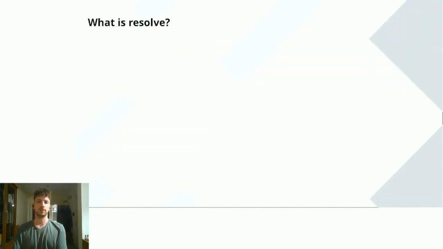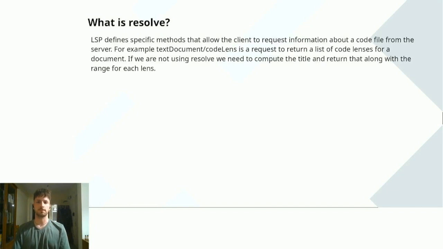So let's talk a little bit about what Resolve is. For those who don't know, LSP is Language Server Protocol. We define specific methods that allow the client, like Emacs or VS Code, to request information about a code file from the server, in this case, HLS. One method, for example, is called text document / code lens. It's a request to return a list of code lenses for the whole document. If we're not using Resolve, we need to compute the title and return that along with a range for each lens.